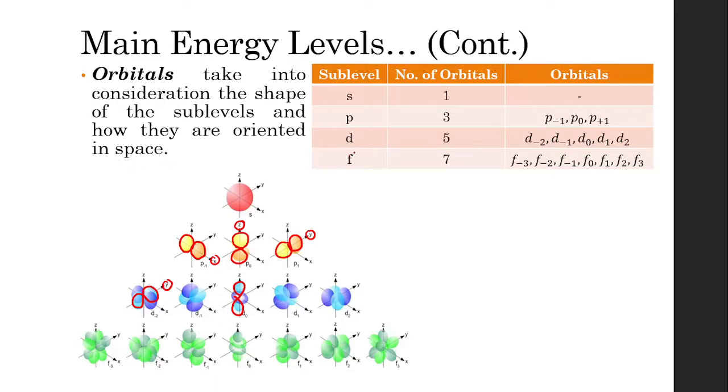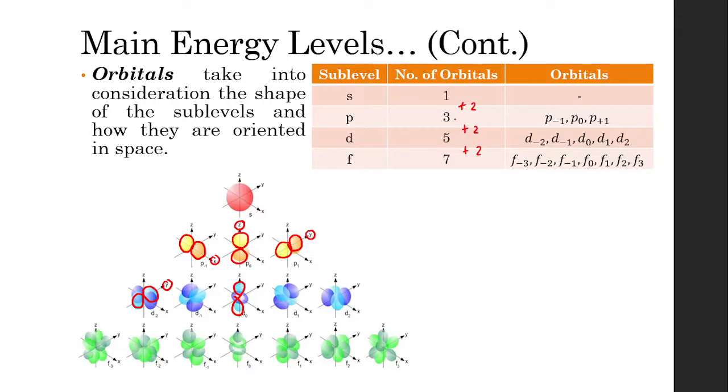And by the time you get to f, wherein you have 7 lobes, the shape is really confusing and really complex. There are 7 ways to orient that shape, which tells you, as you can see here, you're just adding 2. As you increase your sublevels, you are increasing the number of orbitals by 2. I hope you guys remember that, because that's really easy to remember.